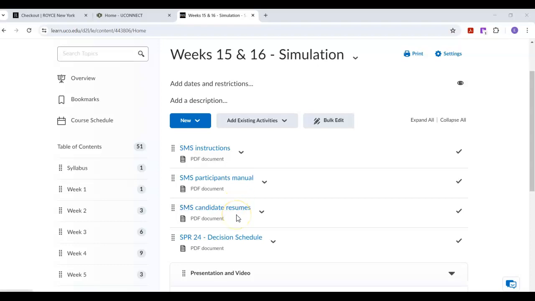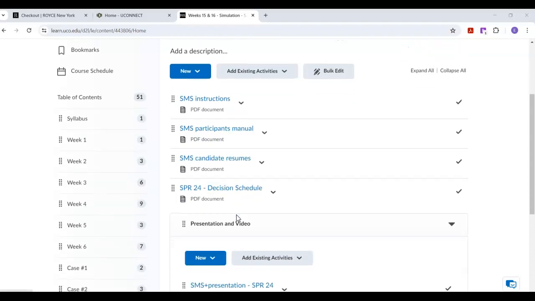The candidate resumes are per quarter, you can hire different people. And so you can see those resumes in the simulation. This is just another place. The decision schedule, that's also going to be in this presentation I'm about to go through. But if you just want to look at that, that's there too.